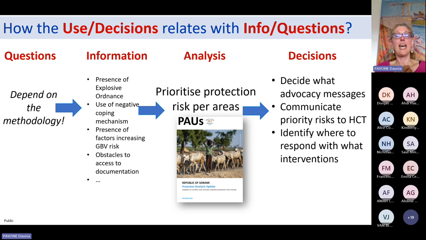I'm not going to skip this one because it's important. I have an example for you, again, that you will help me complete, about the decisions and how these relate to information and questions. So let's do this. If I need to make these decisions, decide what advocacy messages I need to develop, decide what to communicate as a priority risk to the HCT. So what are the priority risks that I want to communicate to the HCT in my country of work? Or identify where I need to respond with what type of intervention, food protection, GBV, child protection, and so on, which is really what you do when you do your PAL, protection analysis update, or any type of protection analysis.